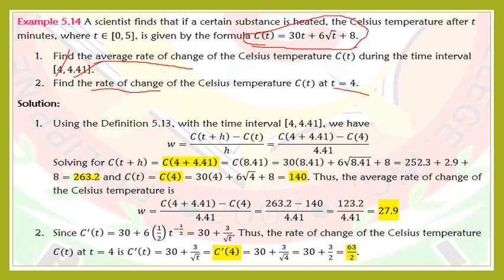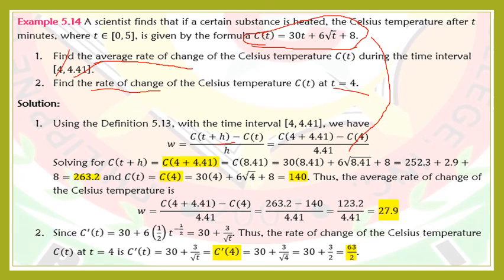So, using the definition 5.13, with the time interval 4 and 4.41, we have W is equal to C of t plus h minus C of t over h. So, replace natin si t by 4 plus 4.41 si h. Okay, C of 4 divided by 4.41. So, solving for C of t plus h. So, substitute natin si 4 plus 4.41 is 8.41, right? So, i-substitute natin to doon sa original function natin.